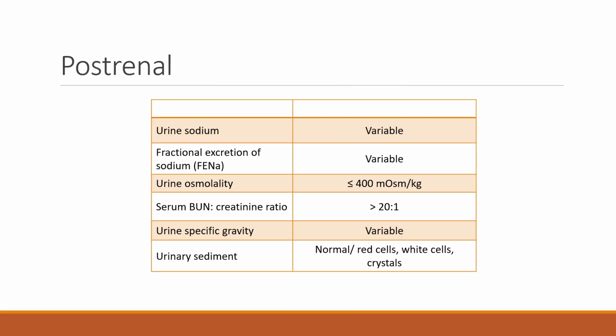For the final part, postrenal acute kidney injury, the causes can be obstruction of the bladder, urethra, ureter, the renal pelvis, or in men, benign prostatic hyperplasia, or some patients are using anticholinergic drugs, leading to urinary retention. This is going to cause obstruction and further damage to the kidney, which we call postrenal AKI. You may find that many of the values I put on the table are variable. So it really depends on the stage of the obstruction.